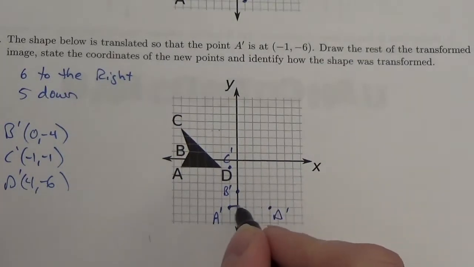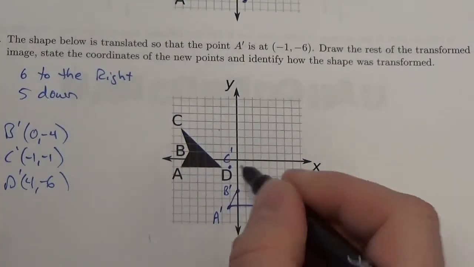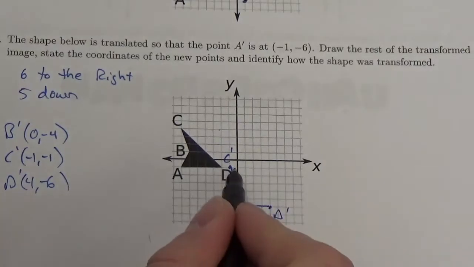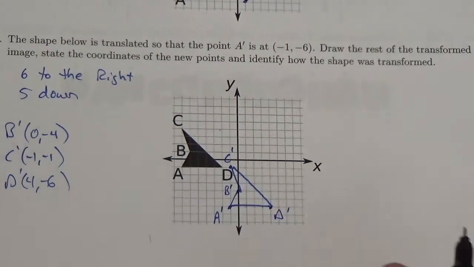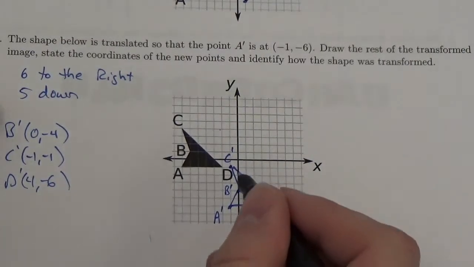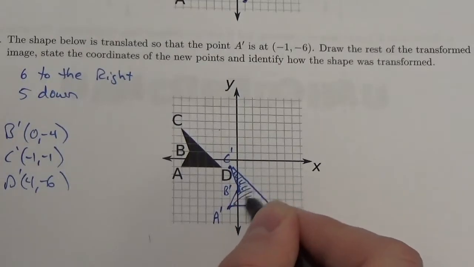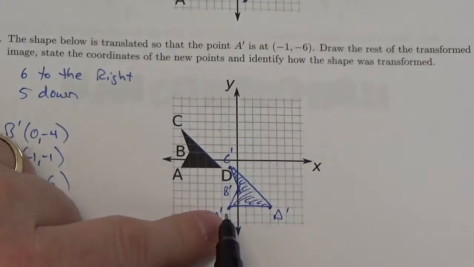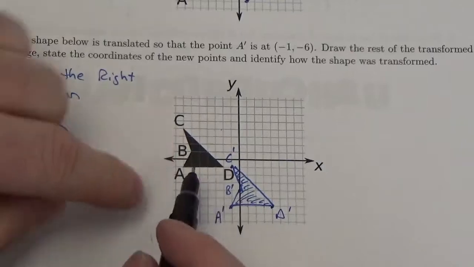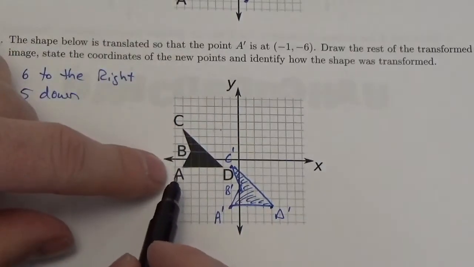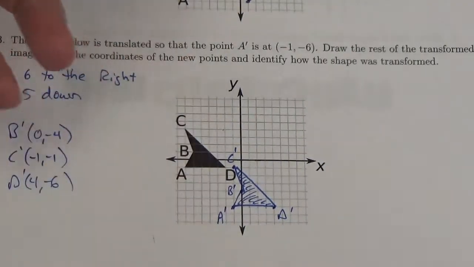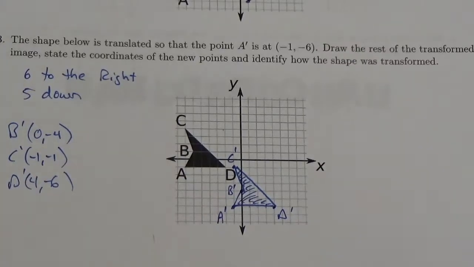Now we just want to connect the dots and make sure that we've drawn in our shape. Okay, and there you go. That's what we're asking you to do here. Once you've got one point, if you can read off how all the other points relate back to that one point, you can draw that new shape in whatever position it needs to be in.